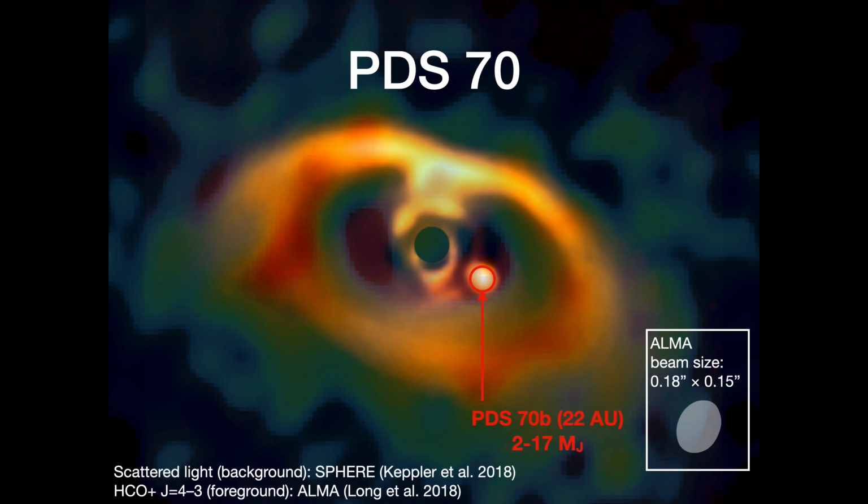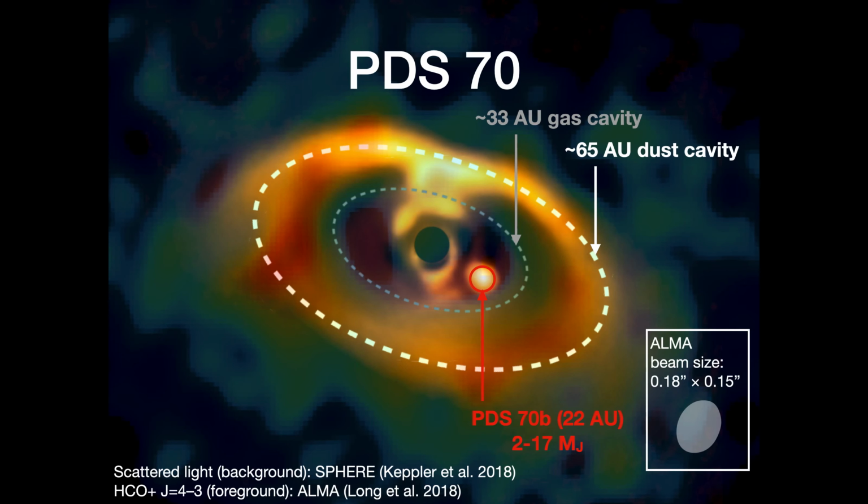So PDS-70 was studied by Miriam Keppler et al. in 2018. It's among the first systems where there's a transition disk hosting a planet. So PDS-70b, the planet in the system, is located at 22 AU. It's a super Jupiter, and it sits in a gas cavity that's around 33 AU wide, as well as a dust cavity that's something like 65 AU wide. So let's see how PDS-70b, according to prevailing theories, may have carved this gap.